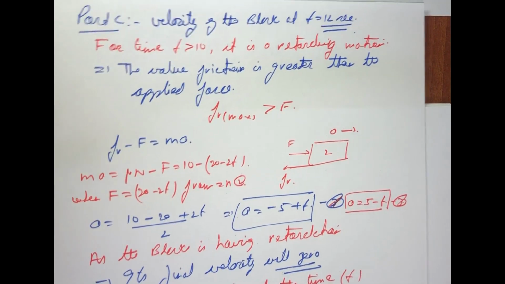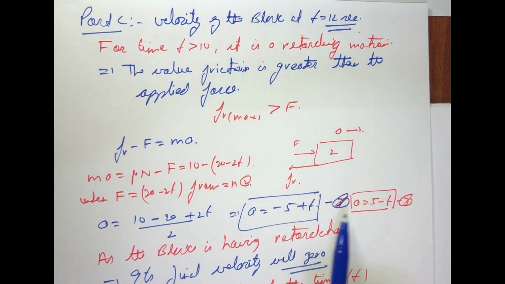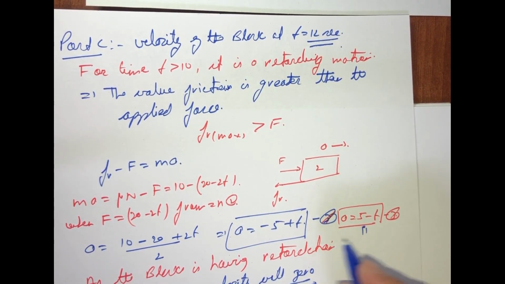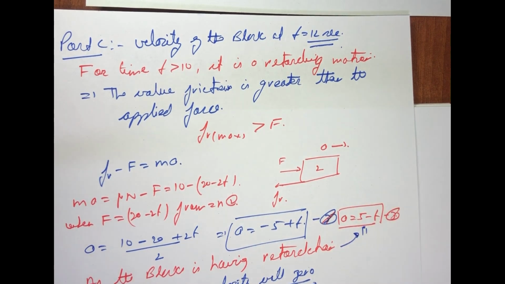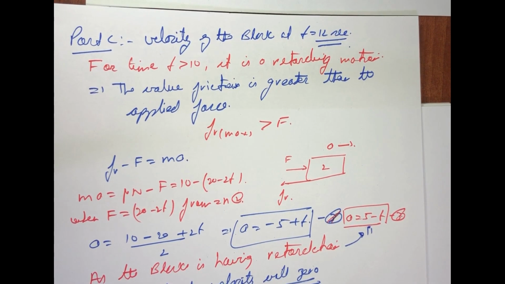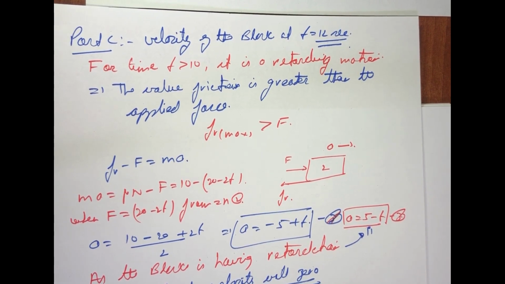So please, I think I corrected all the things because of the retardation. This is because of the retardation. Okay. So this becomes 5 minus t. Thank you, and sorry for the mistake.